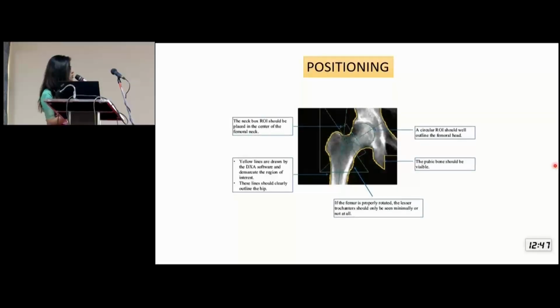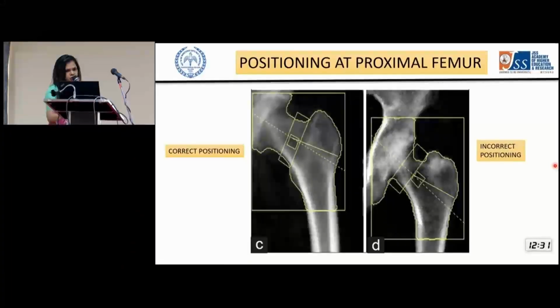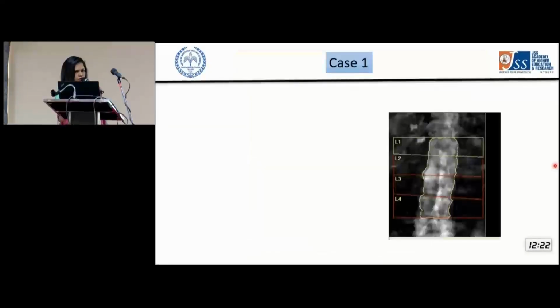And if the femur is properly rotated, the lesser trochanter should be seen minimally. So if you see a lot of it, that is also wrong. Or, if you don't see it, that is also a slightly wrong positioning. If you just see the lesser trochanter, then you see that the rotation is actually right. So again, examples of correct positioning. Here you can just see the lesser trochanter. Here you can't see it at all. Incorrect positioning at the femur.